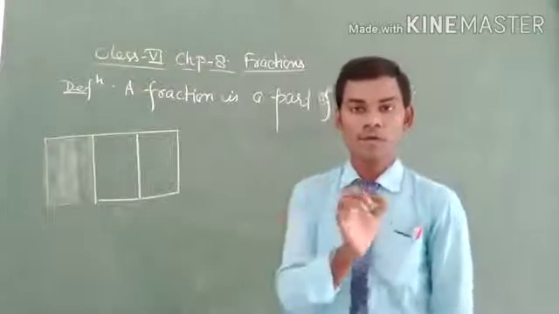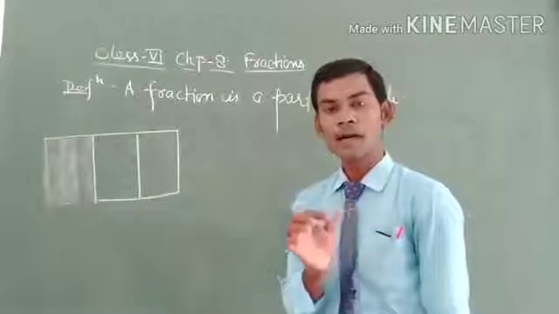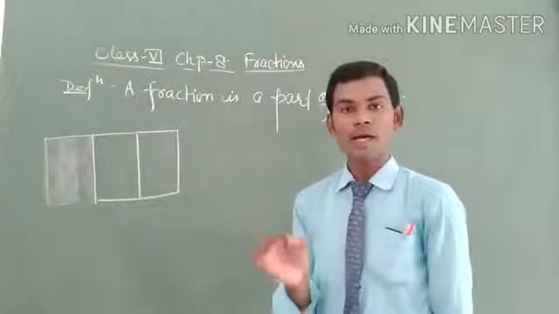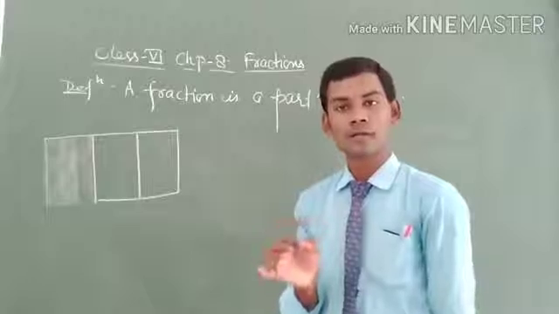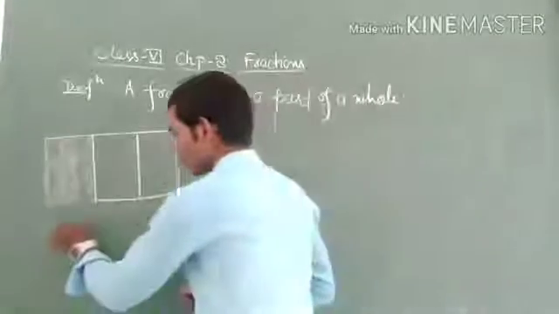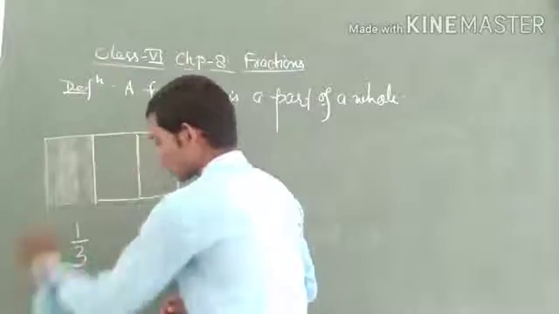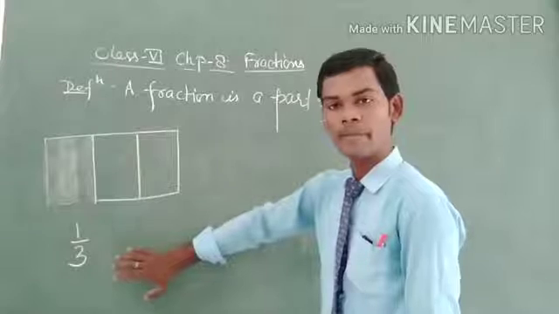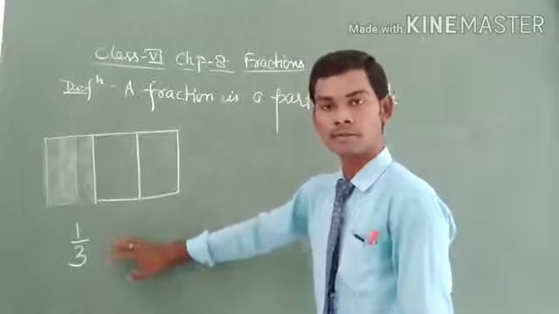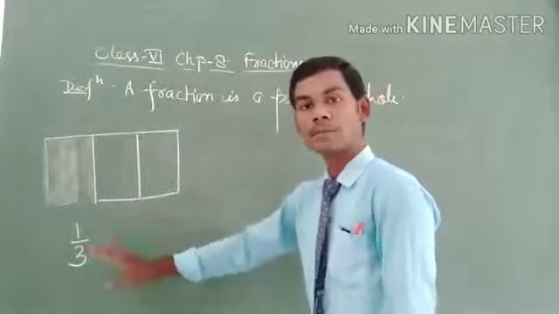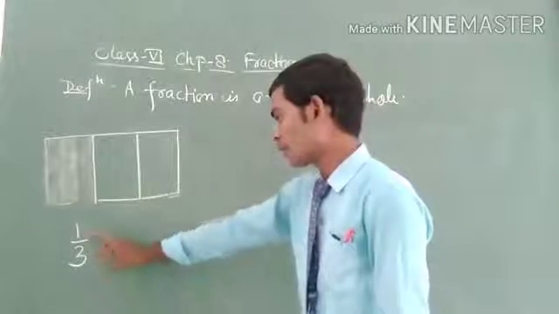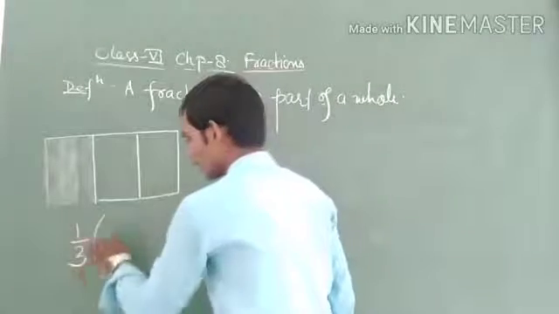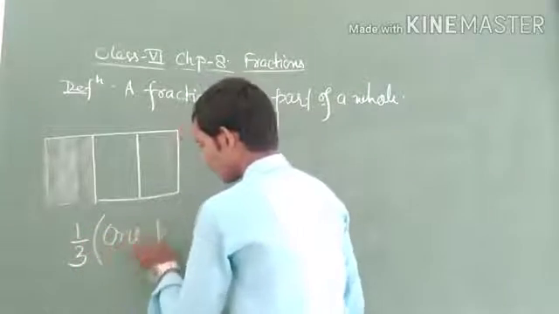One part out of three. Keep it in mind. One part out of three, which means 1 upon 3. Okay, here we have taken one part out of three parts. Therefore, we write 1 by 3, and here we write one part out of 3.